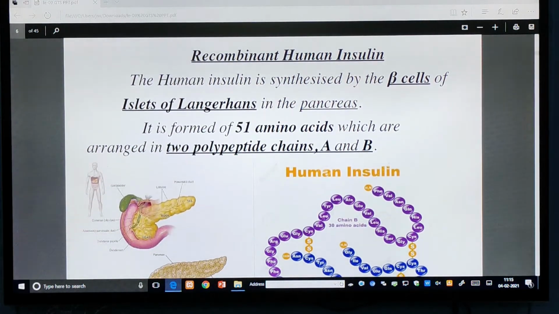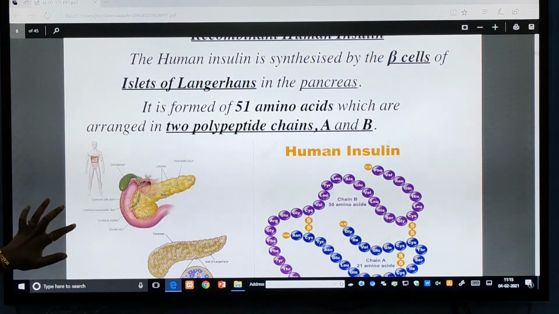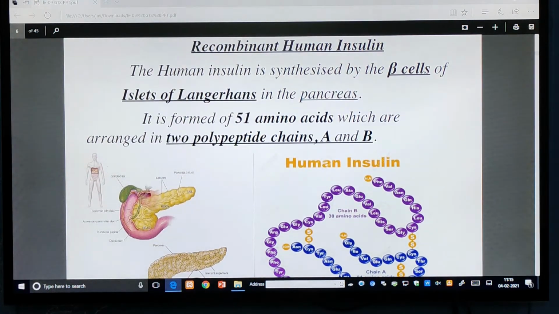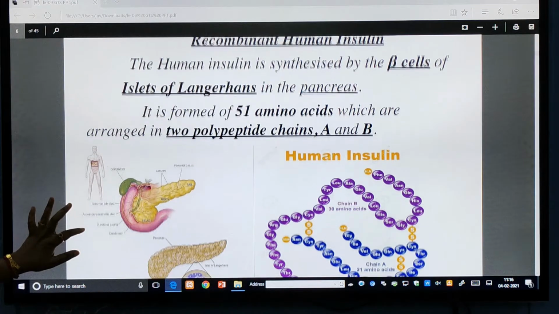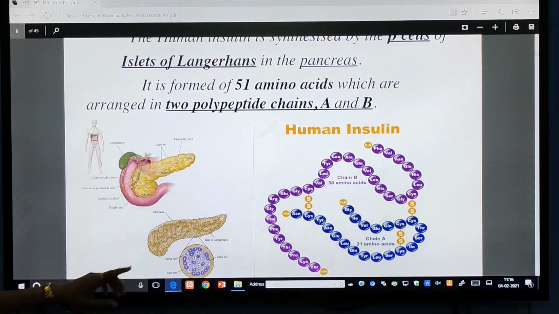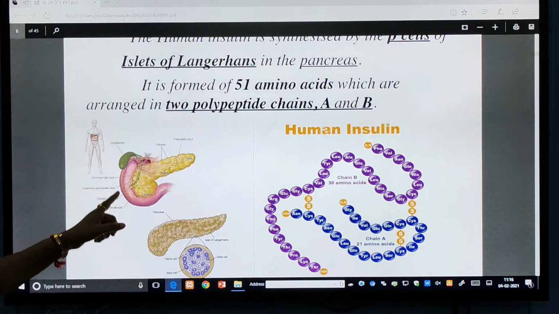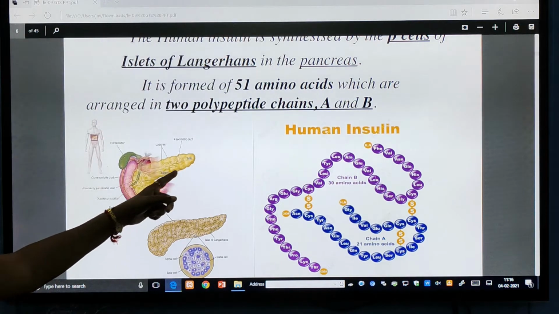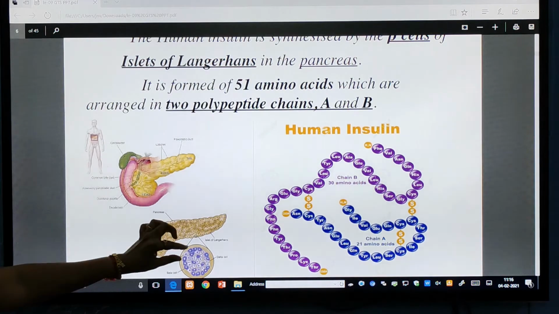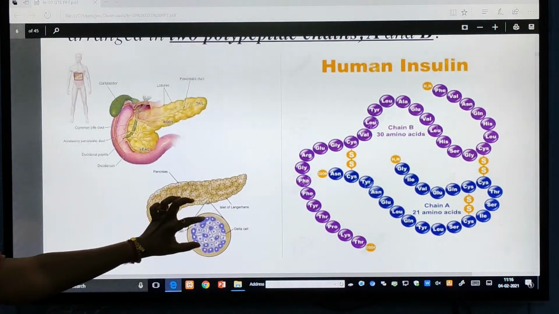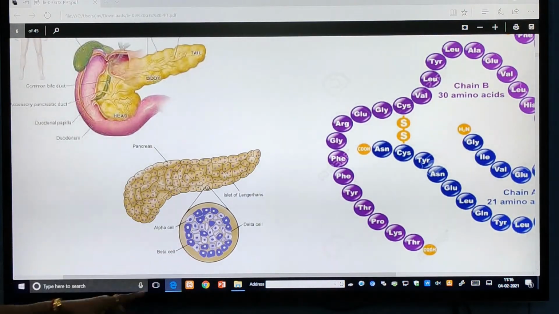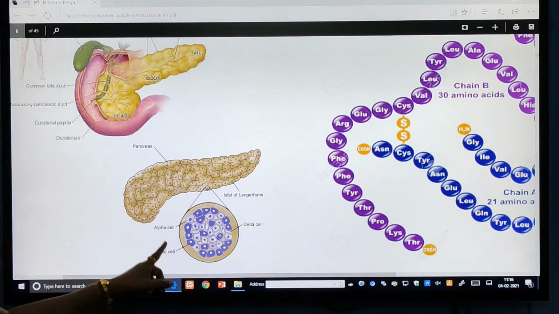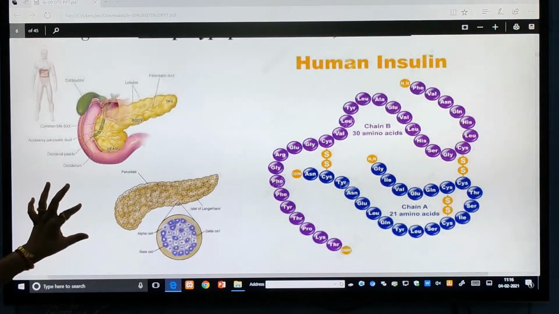The next one is the production of recombinant human insulin. Human insulin is synthesized in the beta cells of the islets of Langerhans in the pancreas. Here you can see the structure of the pancreas in the human being, near the C-shaped structure of the duodenum, and the enlarged structure of the islets of Langerhans. Inside you can see the alpha cells and beta cells, all these cells are present.